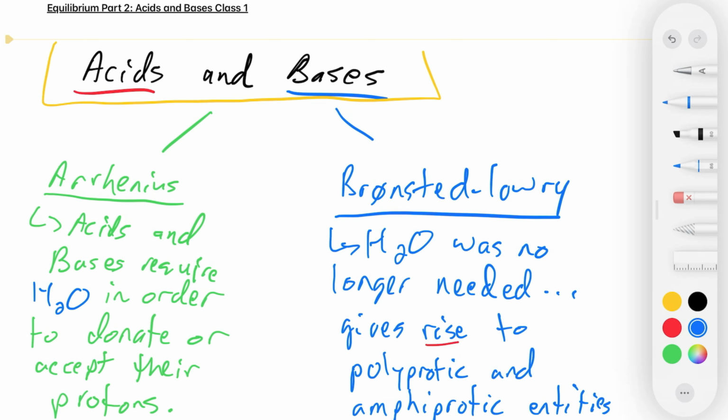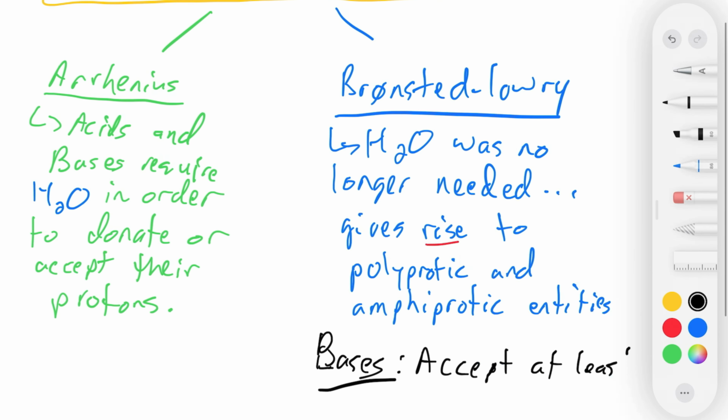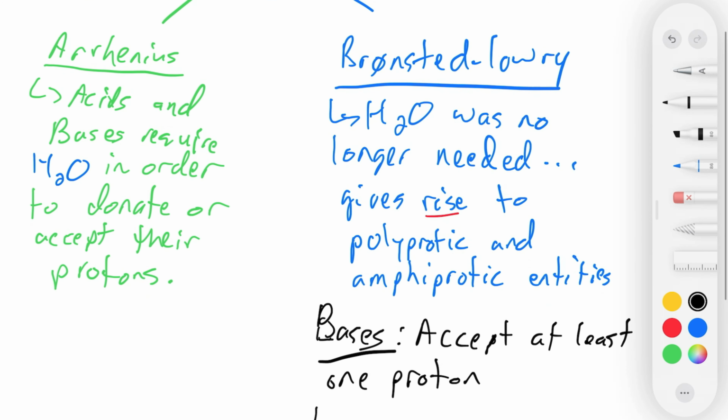Okay, and they still run under the same general definition that bases must accept at least one proton, and then of course acids must donate at least one proton.